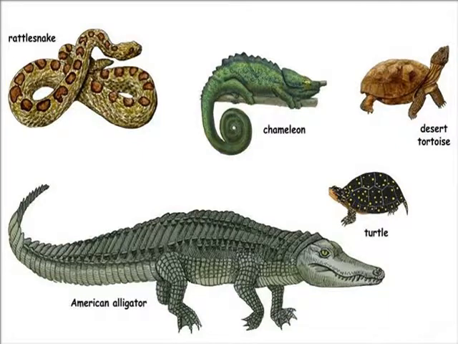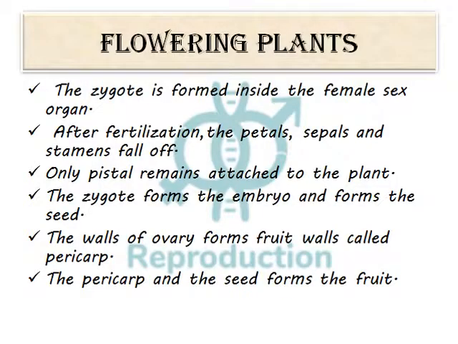These are the ovoviviparous animals. Ovoviviparous animals form the zygote within the female body, but the female body will not nourish that zygote till it forms an embryo. Now I talked about the animals, how embryogenesis takes place in animals.